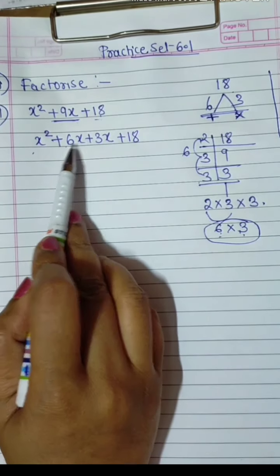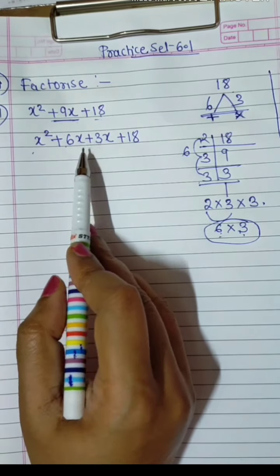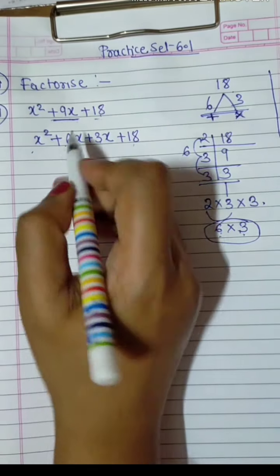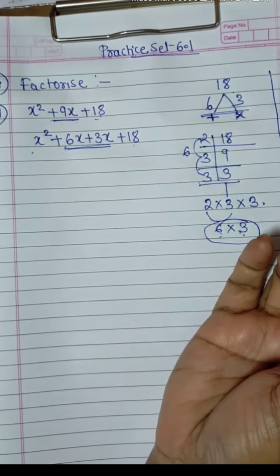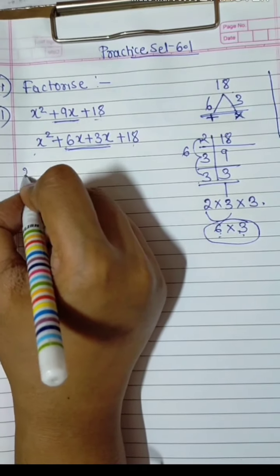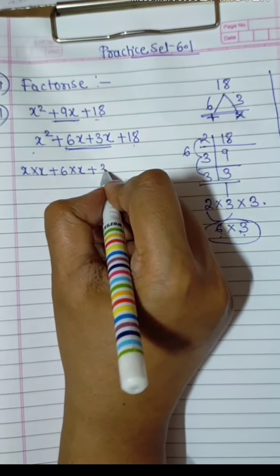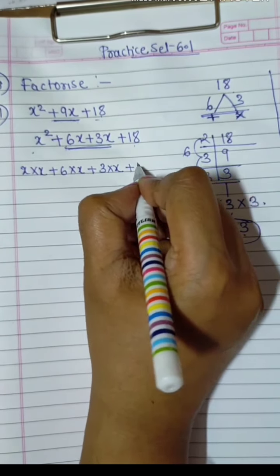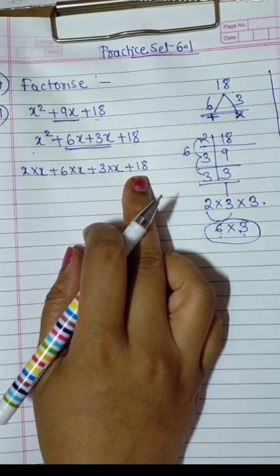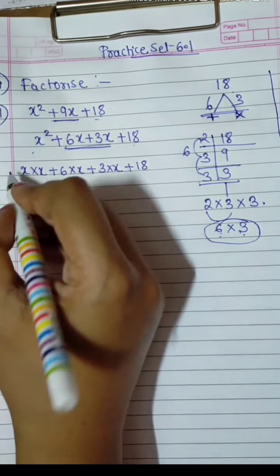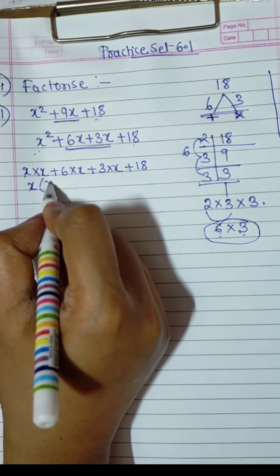Okay, 6 plus 3 is 9, and 6 into 3 means 6 3s are 18. So we got the middle term. Now I am writing so that you should understand how we have to solve this. So I am writing x into x plus 6 into x plus 3 into x plus 18. Okay, now we have to take this number inside the bracket. So how will I take? So one x will come out and one inside the bracket.